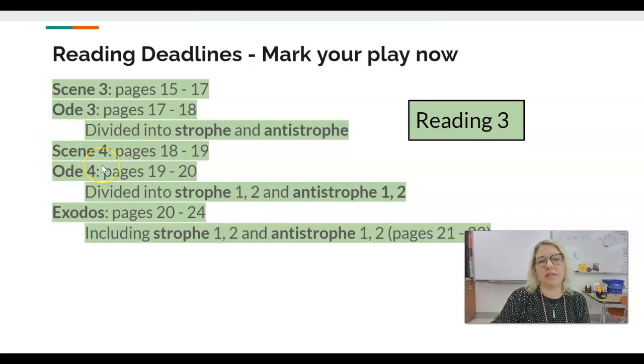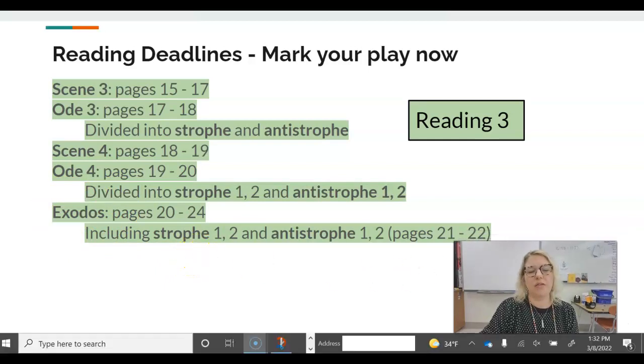Circle that. Highlight this stuff in green maybe. Ode 4 is on pages 19 through 20, and that's divided into 2 strophic pairs. And then we have the exodos, pages 20 to 24. And it has 2 strophic pairs as well. All right, did you mark all that in your text?